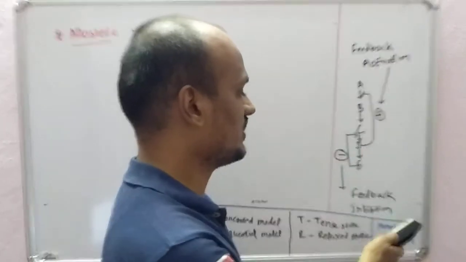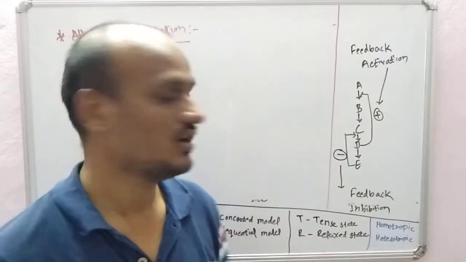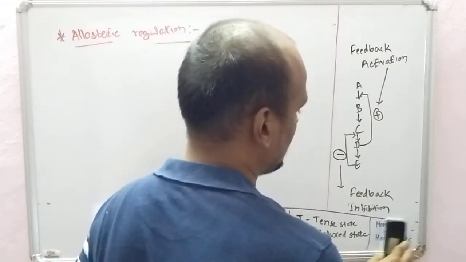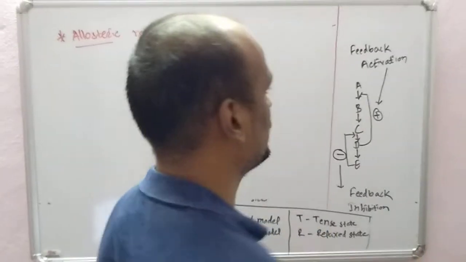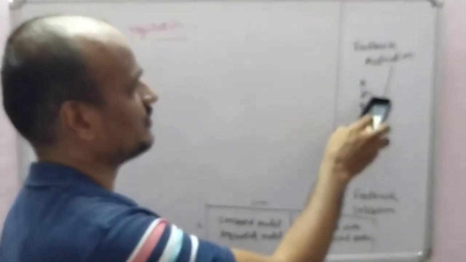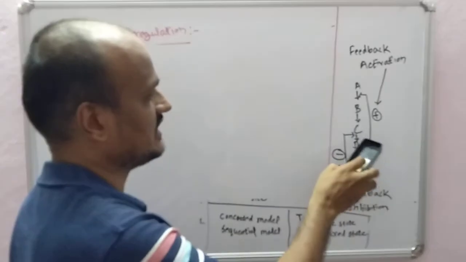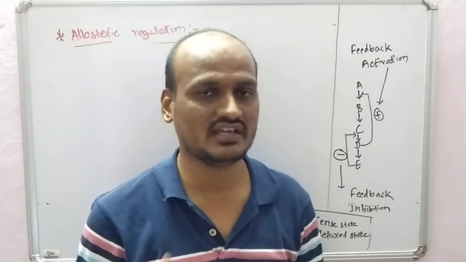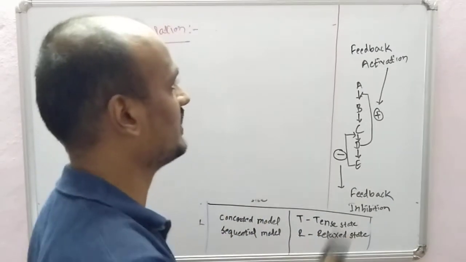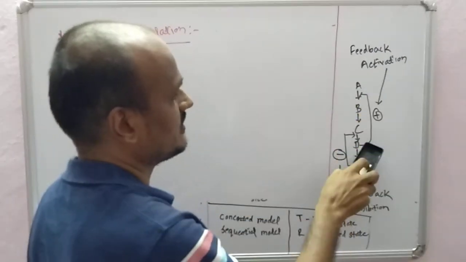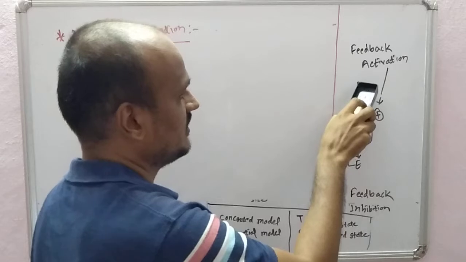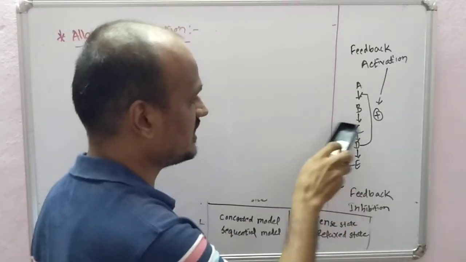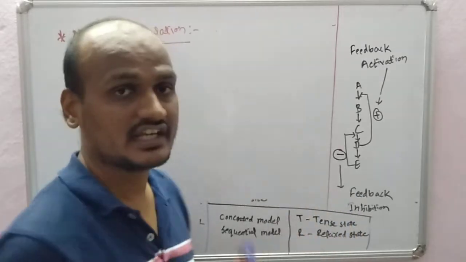If the substrate itself is being used, we call it homotropic activation, or if the regulatory molecule is other than the substrate, then that is heterotropic regulation. Okay, homotropic and heterotropic. So A is getting converted into B, B into C, C into D, D is getting converted into E. Likewise, we have biochemical reactions in our body, in the living organism. Now if the D molecule is activating the A to B reaction, it is a positive feedback mechanism, and if E is inhibiting C to D formation, that is a negative feedback mechanism.